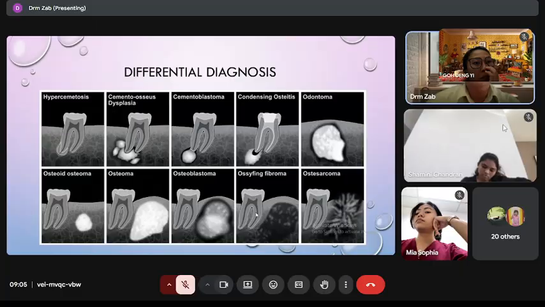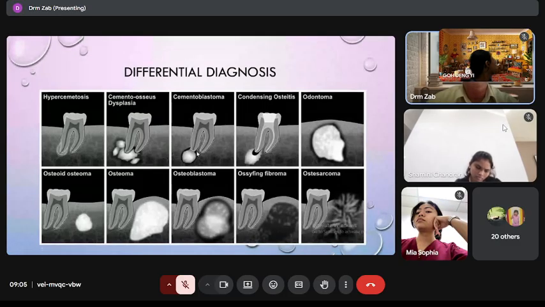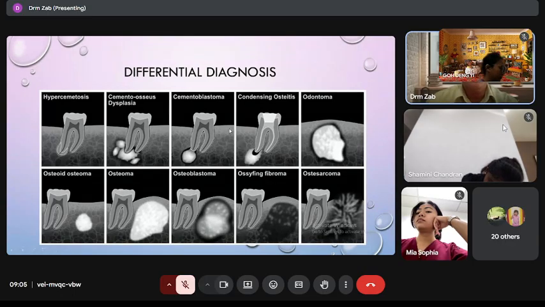Right, so there are a lot of pathological changes that you need to know when you're talking about differential diagnosis, because sometimes they will look alike. Like condensing osteomyelitis will look like a cementoblastoma. Condensing osteomyelitis will look similar to cementoblastoma. All right. So there are many different bony pathological conditions that you must know before you can come to a differential diagnosis.